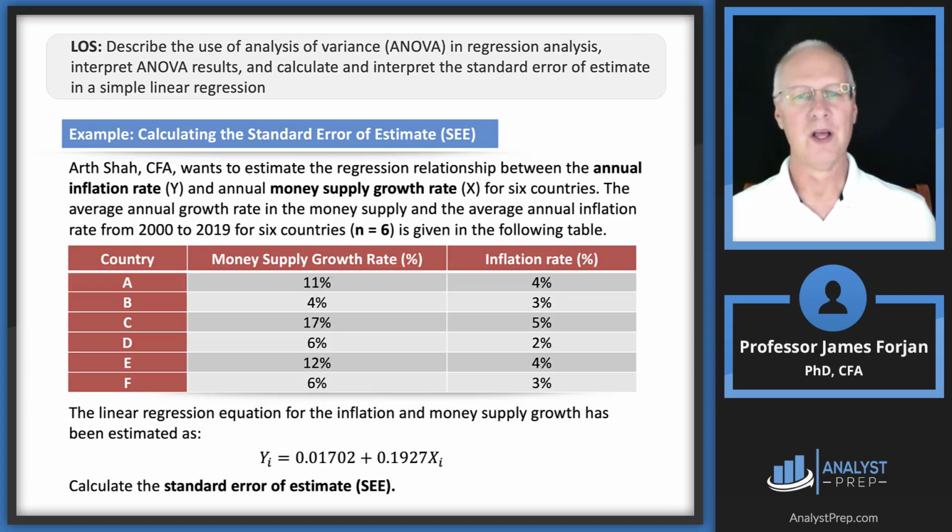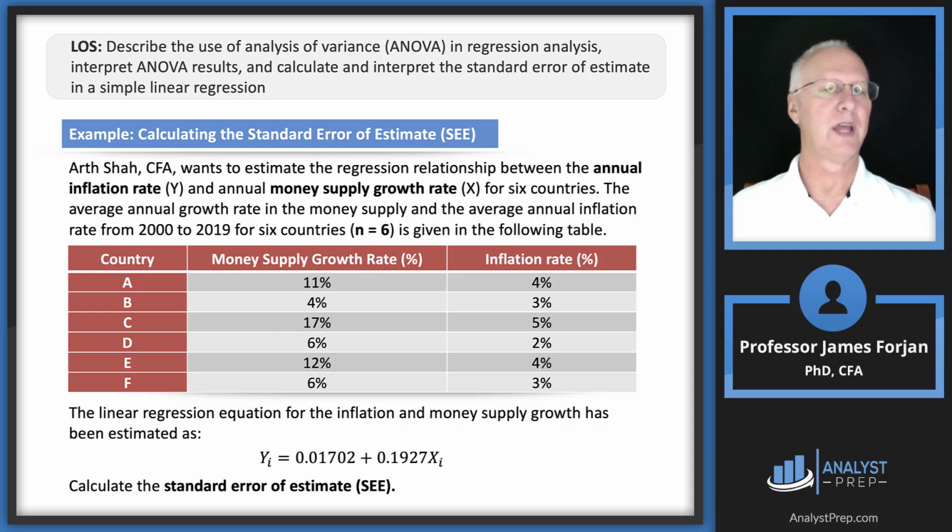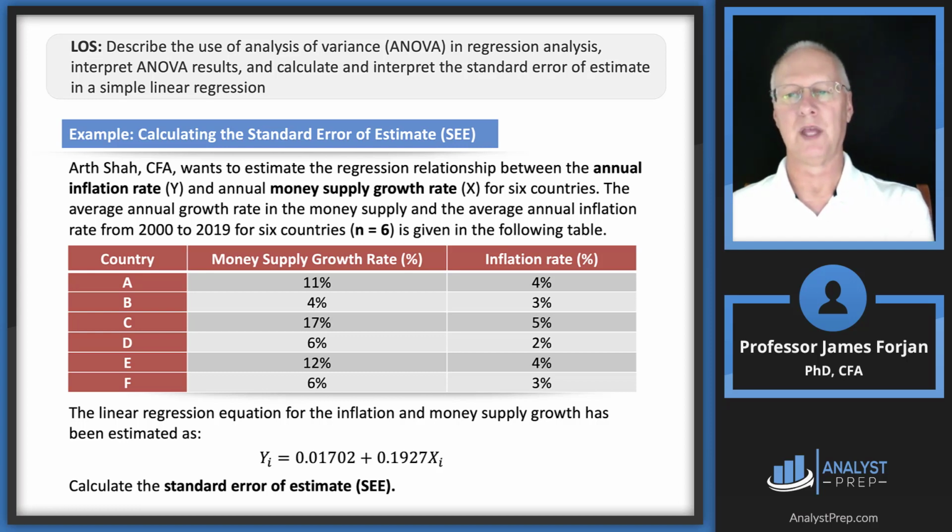All right, so let's go ahead and work through an example here. So here's our analyst who holds the designation, Shah from before. There's growth rates in the money supply and inflation rate, 6 countries. So there we have countries A through F down the left-hand column. And here are the observed money supply growth rates. So there's our X variable. There is the rates of inflation. That's our Y variable.